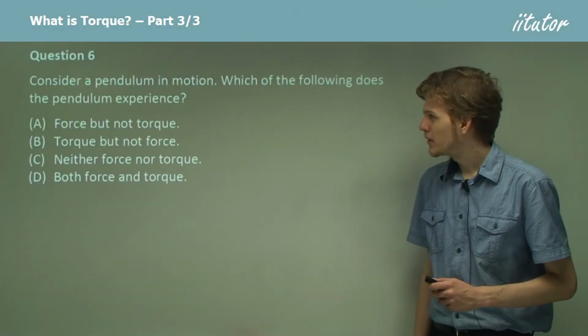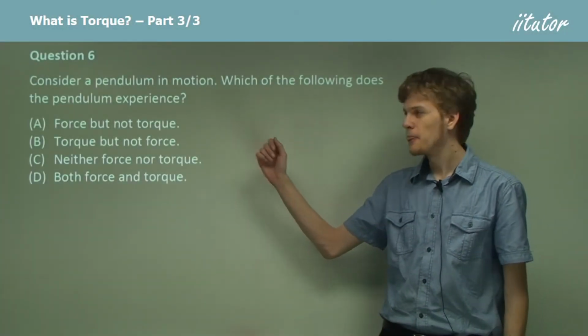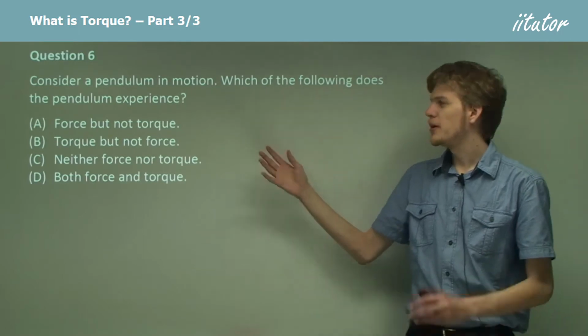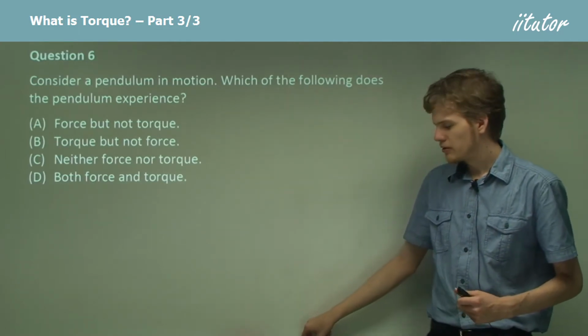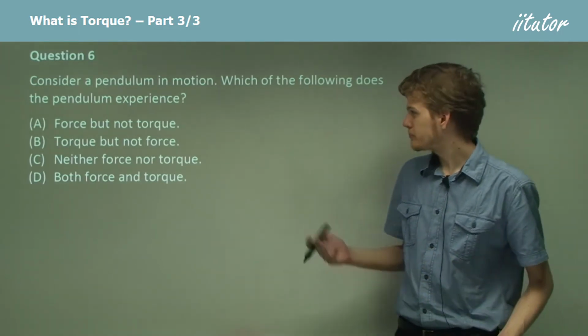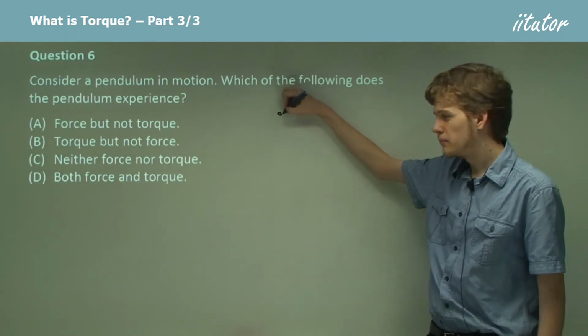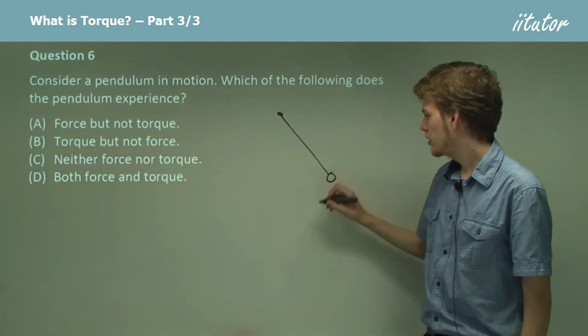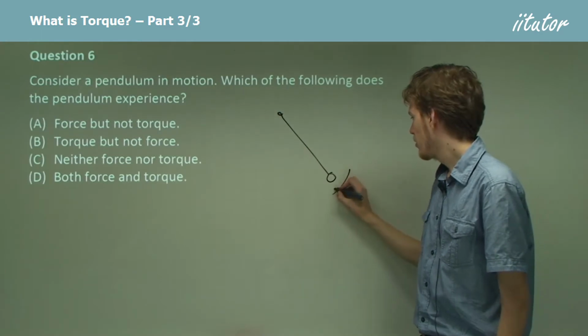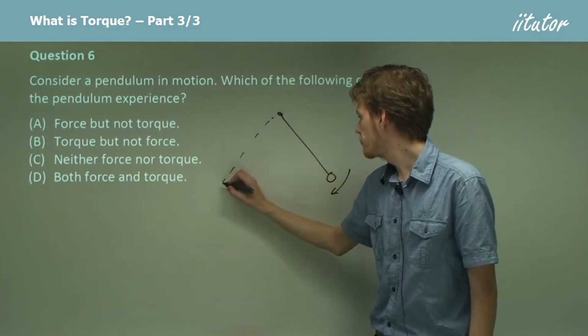Question 6. Consider a pendulum in motion. Which of the following does the pendulum experience? Well, let's just draw a pendulum to start with. We have a pivot point, and we have a little mass on the end, which is swinging back and forth.